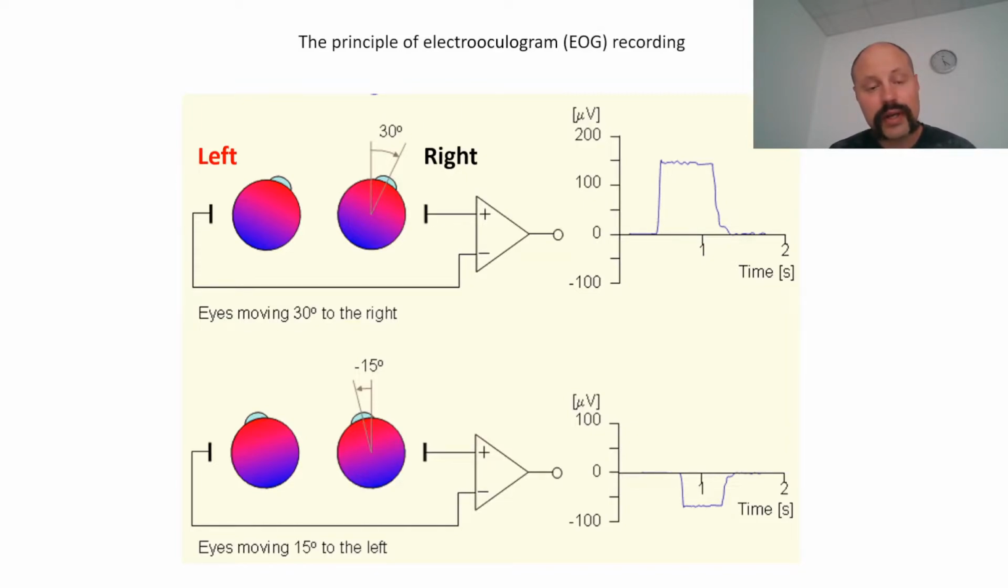This is explained by the fact that our retina, the photosensitive layer of the eye, is highly polarized electrically, and therefore when the orientation of the eye is changing, this also produces a change in voltage, which can be recorded directly from the skin next to the eyes.